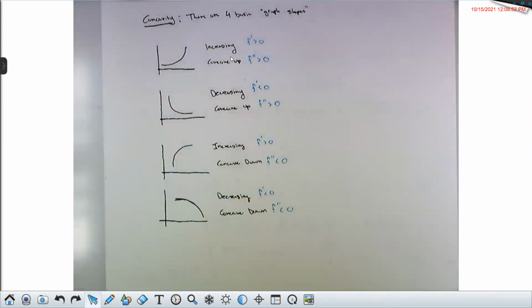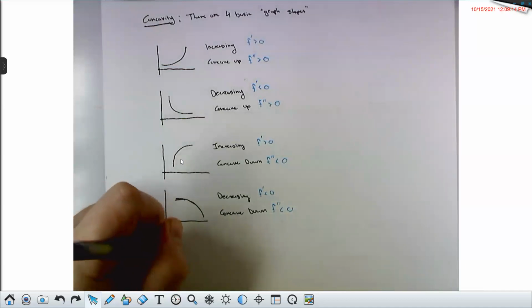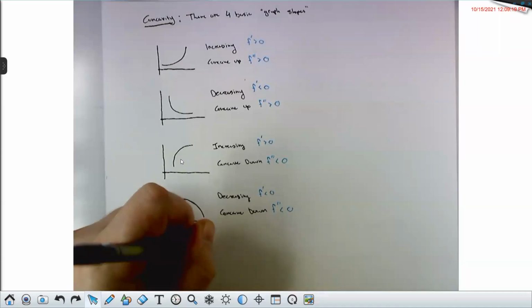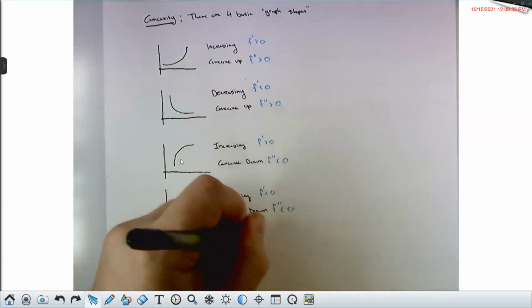Where does this come from? Why does having a second derivative being negative mean you're going to look either like this or like this? It has to do with thinking about the rate of change for the tangent lines themselves. So why is f double prime's sign related to concavity?